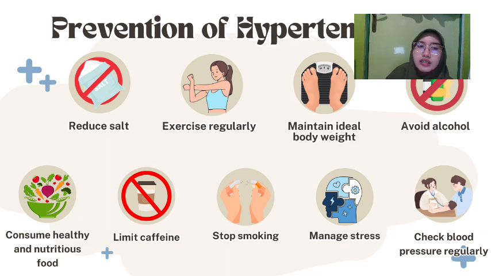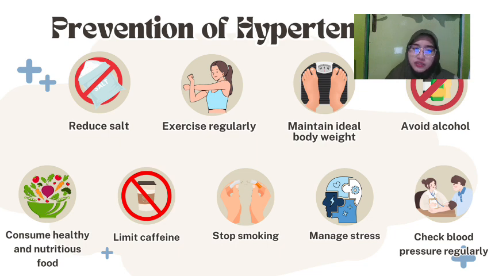Number eight is manage stress. You know, when stressed, your body produces certain hormones that can speed up your heart rate and narrow your blood vessels, causing your blood pressure to rise. However, when the stress disappears, your blood pressure will return to normal. Stress can also cause long-term hypertension if it continues and cannot be controlled. Therefore, you need to manage stress well as a way to prevent hypertension.